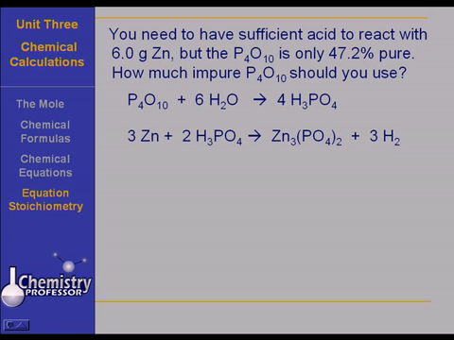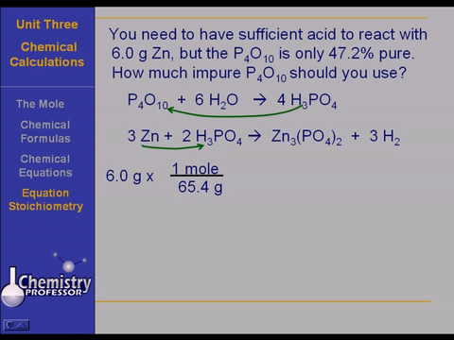Well, what we're going to do is start with our zinc and go from zinc to phosphoric acid. And then once we find how much phosphoric acid we need, we're going to go from phosphoric acid to P4O10. But we're going to assume in all of this first procedure that everything is pure and perfect. Let's see how to do this. We start with 6 grams of zinc. We convert it to moles. That's 1 mole over 65.4 grams, the gram atomic weight of zinc. That gives us the moles of zinc.